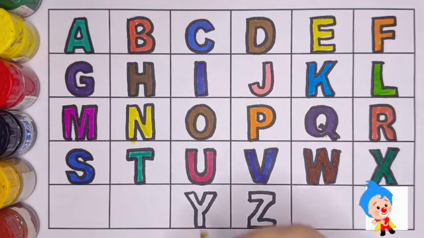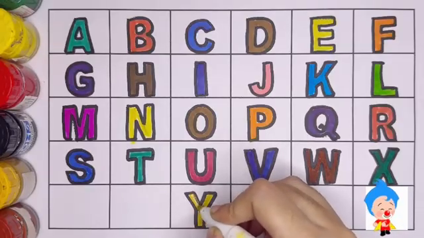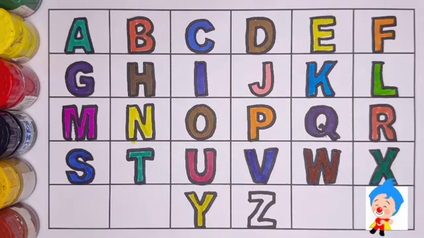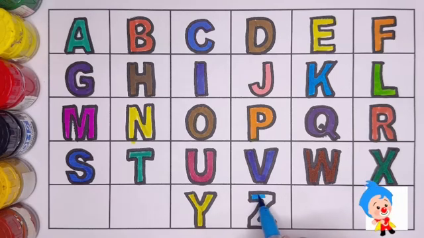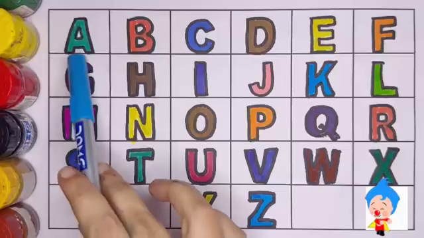Y for yellow. And the last alphabet is Z. Z for zero. Kids, we have learnt alphabets A to Z.